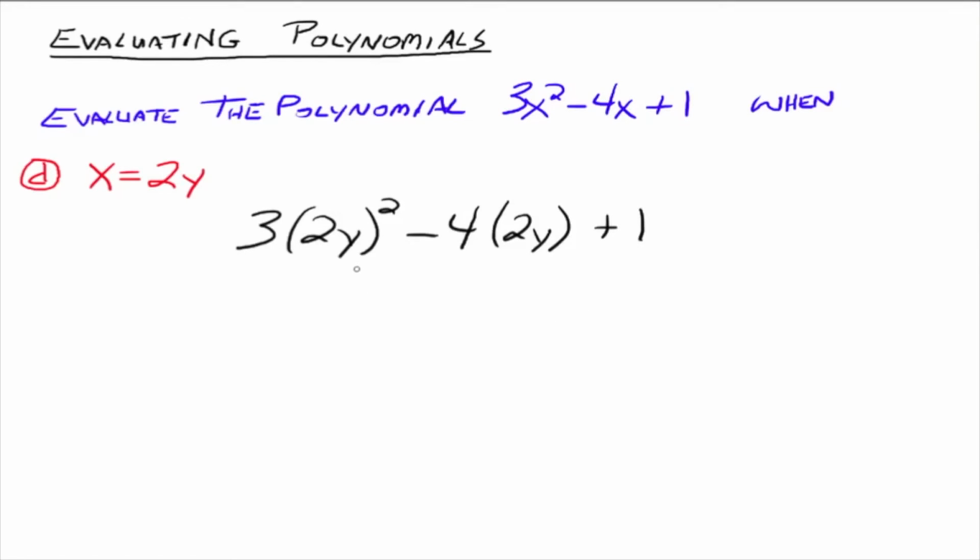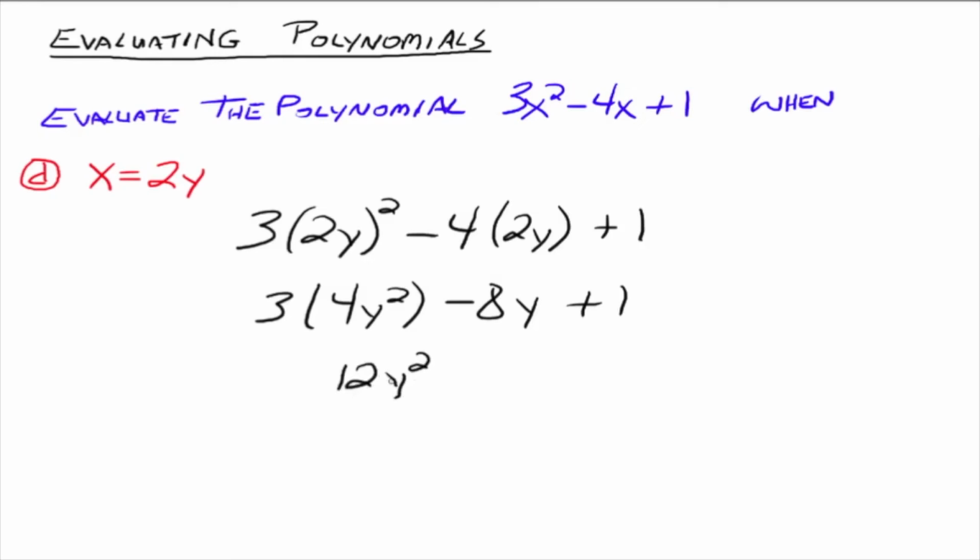Now we can simplify this up. What's 2y squared? Well, from before, that's 4y squared. And then negative 4 times 2y would be 8y plus 1. And then 3 times 4, so it would be 12y squared. Whoops. 12y squared minus 8y plus 1. And there's nothing else we can do with that, but we've got a different expression.